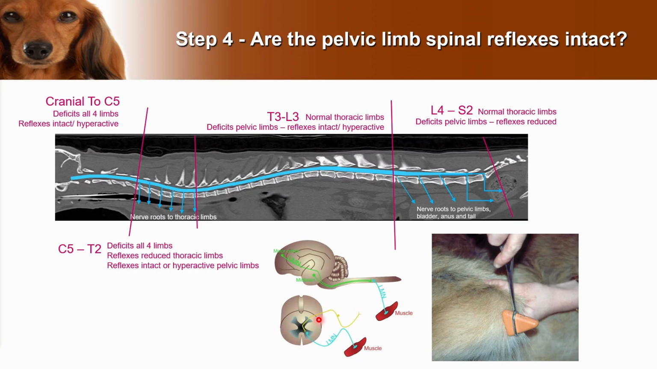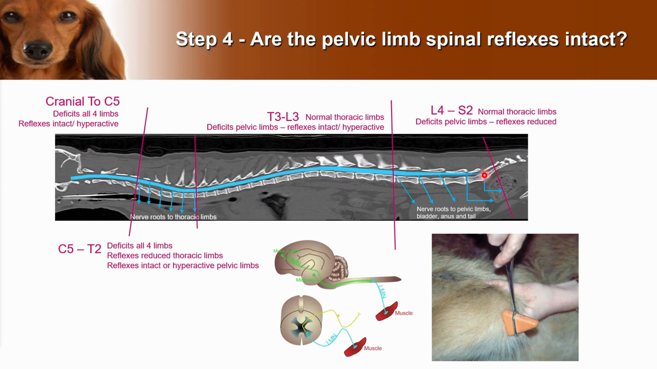So if you've lost that particular reflex, then you must have damaged that section of spinal cord, which is up in this region here. So when we've lost the patellar reflex, then we're talking about a lesion from L4 to L5, and if we've lost the flexor withdrawal reflex, then we're talking about a lesion from L6 to S2, S1, depending on the individual anatomy of the dog.